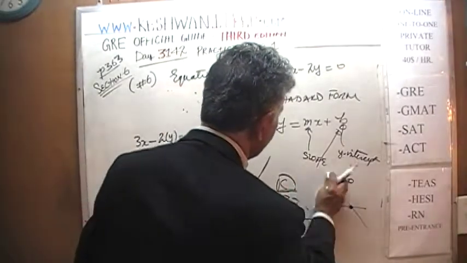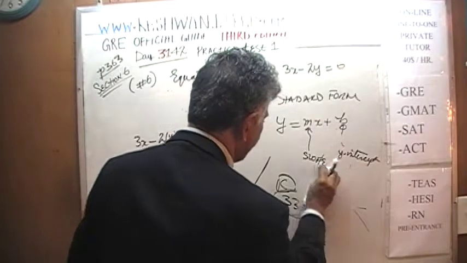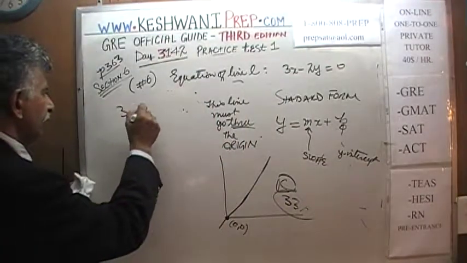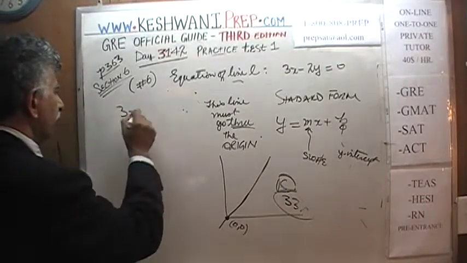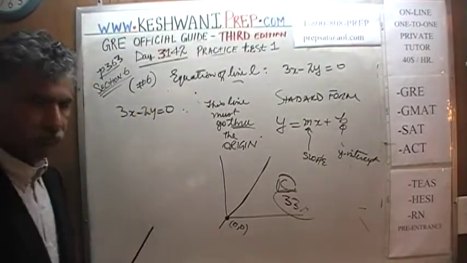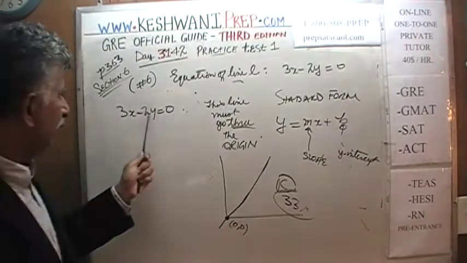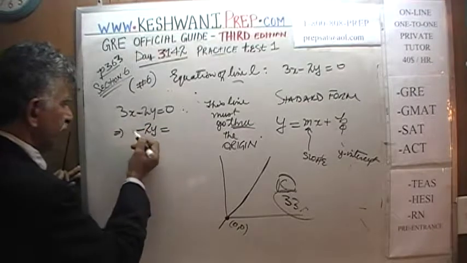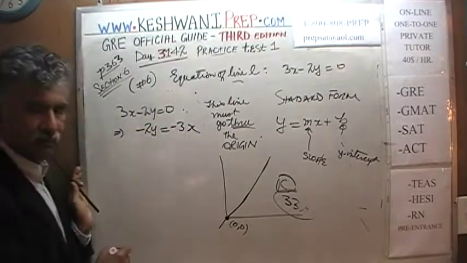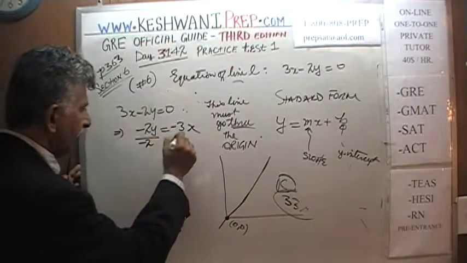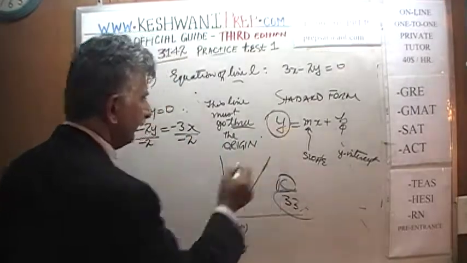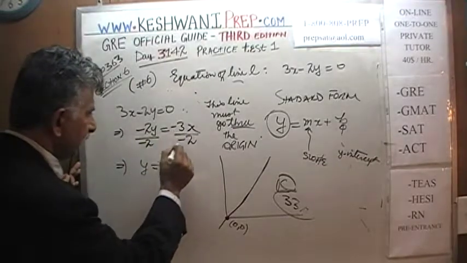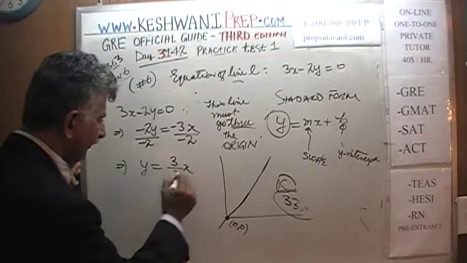Let's erase all of this. Let's write this equation, 3x minus 2y, in standard form. The standard form should look like this. We need to isolate the y. So let's bring the 3x to the other side. That implies negative 2y must equal negative 3x. Let's divide both sides by negative 2, because we want the y by itself. Negative 2 divided by negative 2 is just going to give us y. And negative 3 divided by negative 2 will give us 3 halves x.